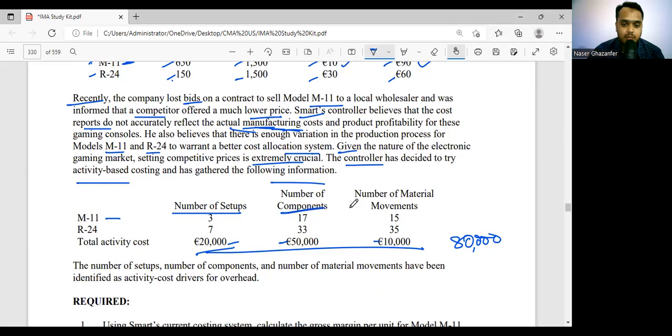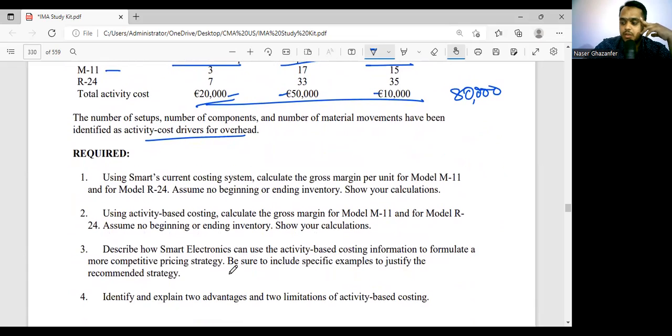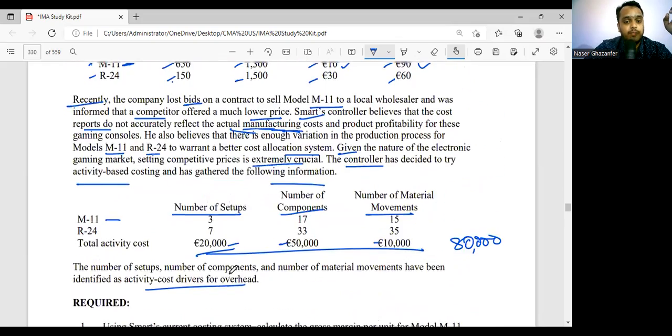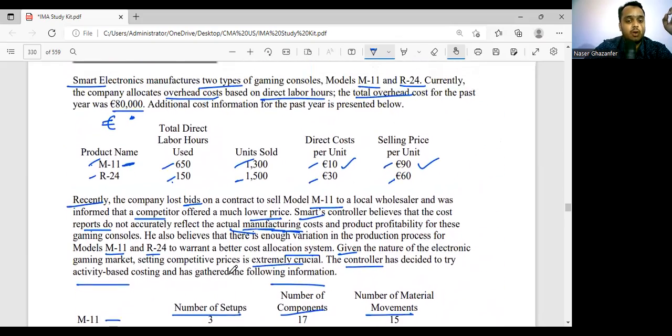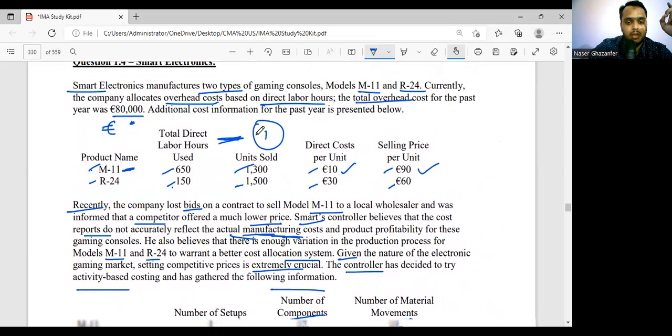And with a different breakup, he has come up with some data. The number of setups, the number of components and the number of material movements have been identified as cost drivers for the overheads. Now with that data, we have to find out these questions. Number one question is gross margin. Number two is also gross margin, but which gross margin do we do first? We have to do it based on this particular data. Our first question is on this data. We have to calculate gross margin on this.